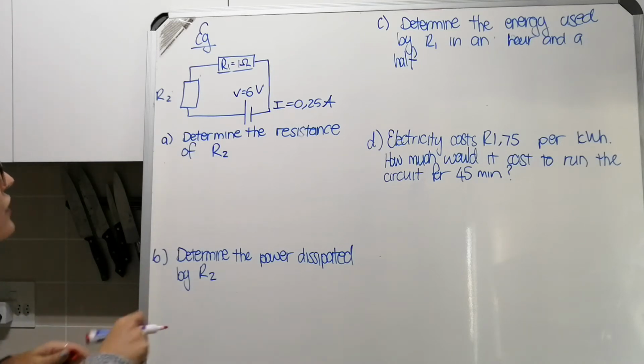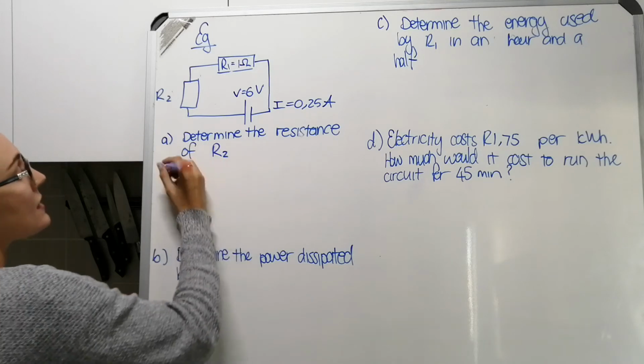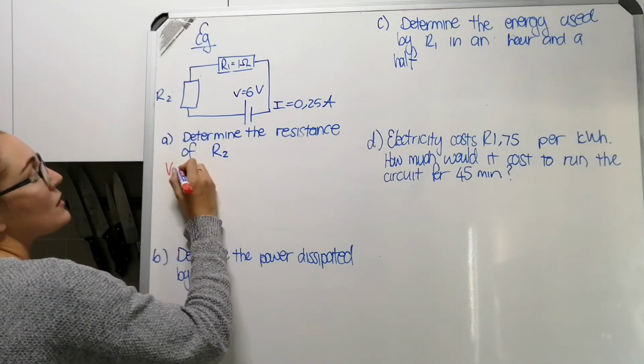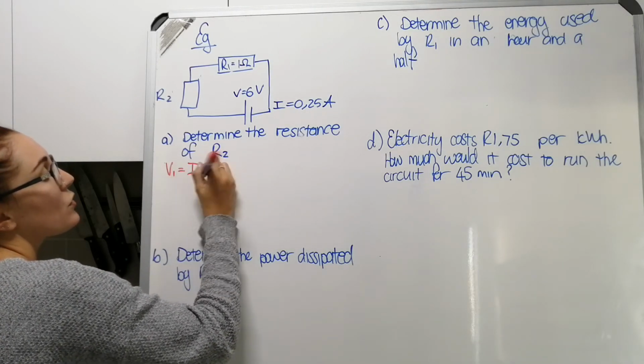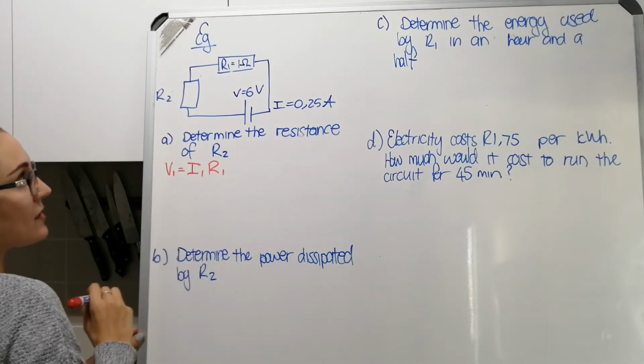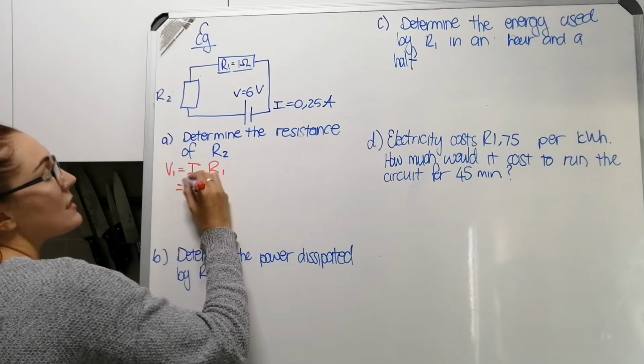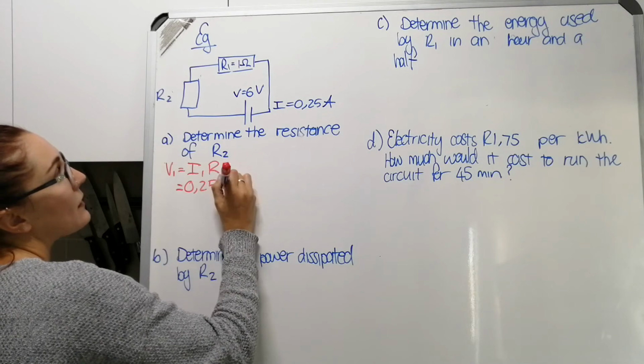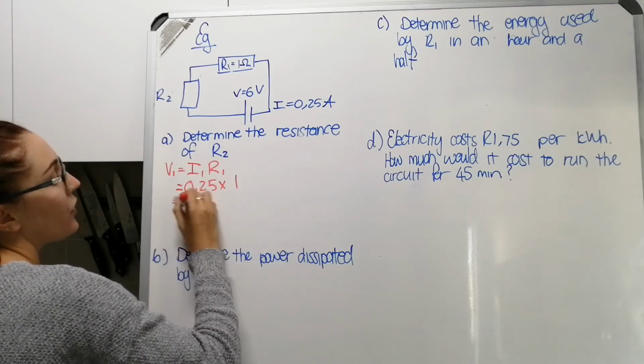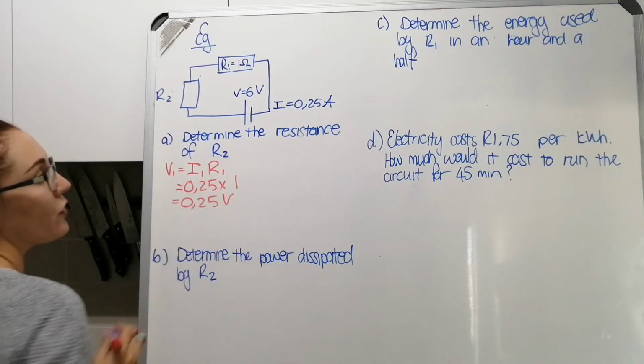So for resistor 1, the potential difference of resistor 1 is equal to the current through resistor 1 multiplied by its resistance. So this is 0.25 multiplied by 1, which is 0.25 volts.